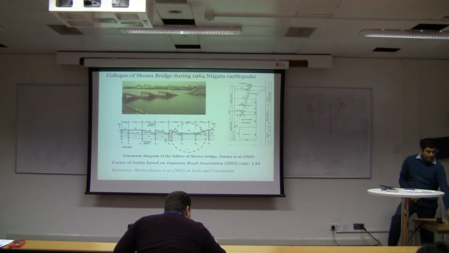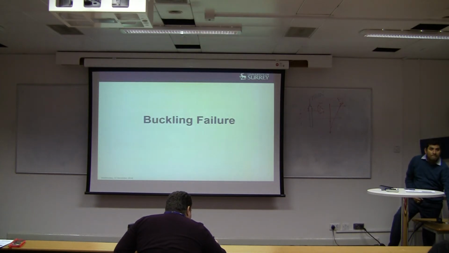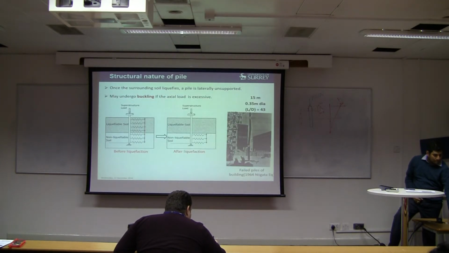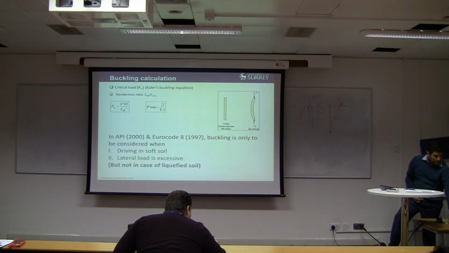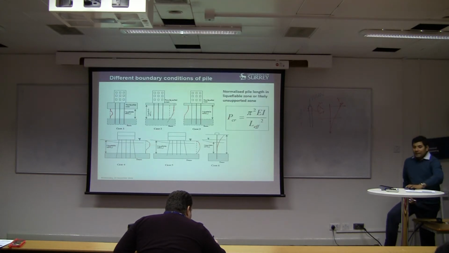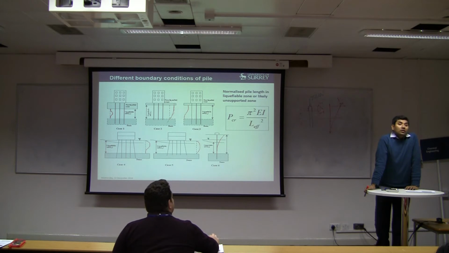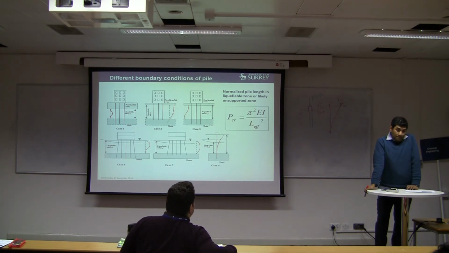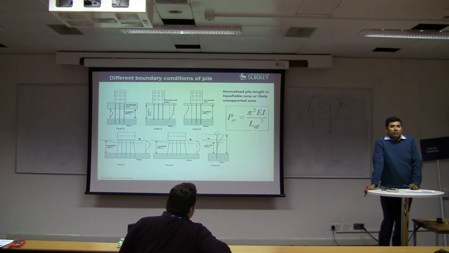When you said using a large diameter pile to help with buckling, what diameter would you count as large? It depends on the depth of liquefaction. As a rule of thumb, if the depth requires 10 meters, probably 10 by 12.